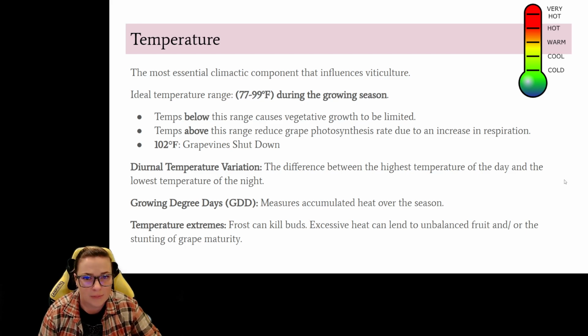The ideal temperature range for a grapevine for the growing season is between 77 and 99 degrees. So that's maximum daytime temperature, right? Anything with temperatures below this range will cause your vegetative growth to be limited. It's going to be very hard for your vines to grow. The health will be stunted for sure. Temperatures above this range reduce the grape photosynthesis rate due to an increase in respiration.